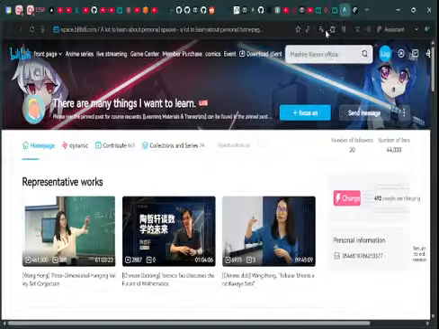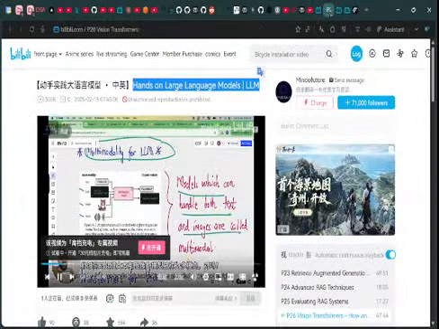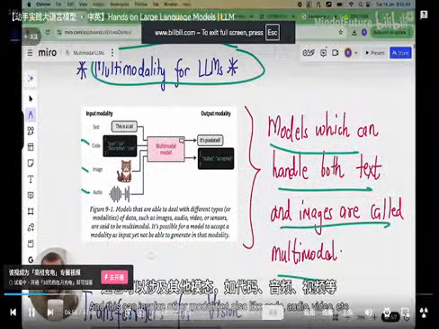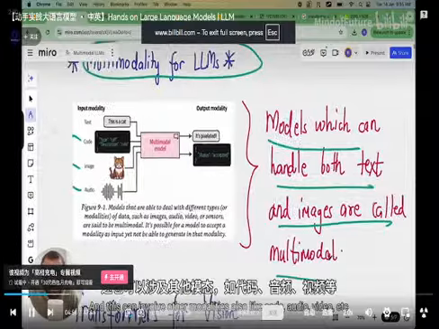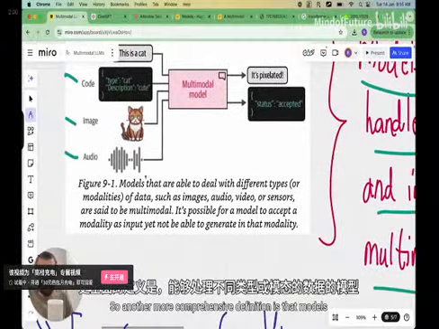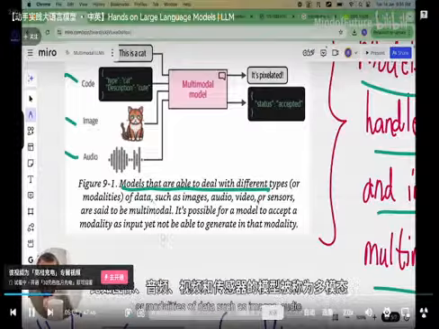So let's get started. First of all, let's look at the definition of multimodality. Models which can handle both text and images are called multimodal, right? And this can involve other modalities also like code, audio, video, etc. Another more comprehensive definition is that models that are able to deal with different types or modalities of data, such as images, audio, video, sensors, are said to be multimodal.